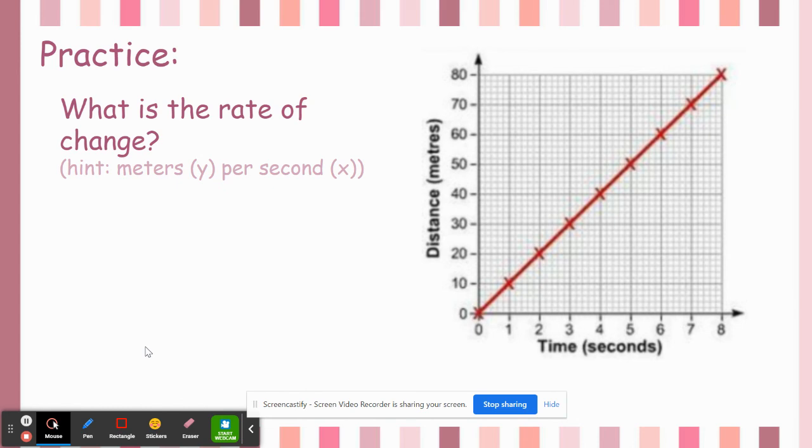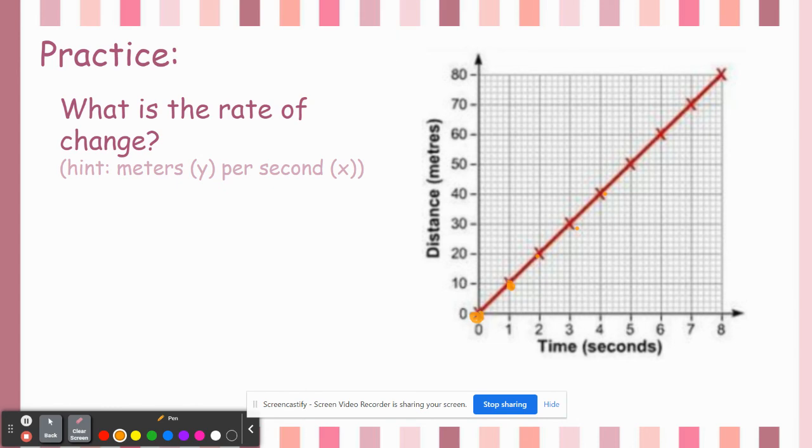All right. What is the rate of change? So meters per second. So they've kind of directed us to know what we're going to do. So we can use any points on the line. These are actual points that they said that we can use. So I'm going to use the very first one because that's 0. So that makes it easy to count. And I'm going to use the next one.